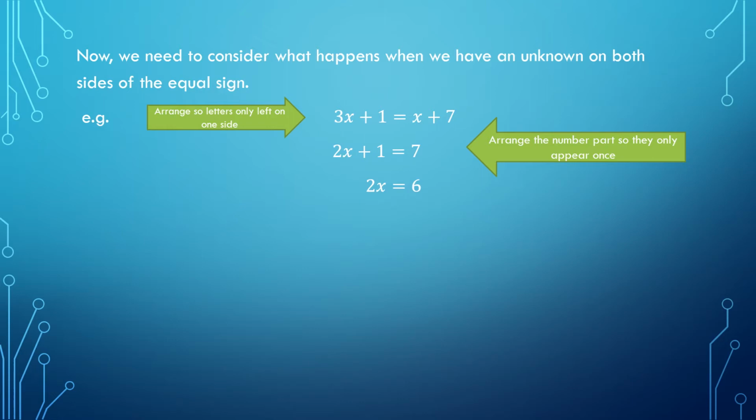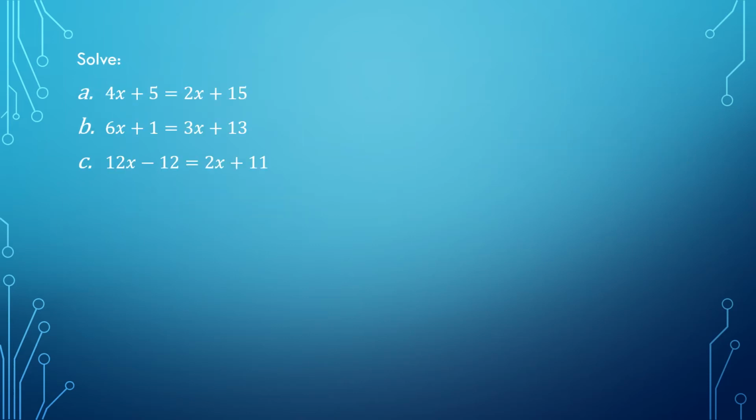Now that we've got that, we can reduce it down so that we've only got one lot of the letter, one lot of the variable. I don't want two lots of x, I just want x. So we can divide both sides by 2, and we get x is equal to 3. So let's do another couple of examples. We've got some questions here that we're going to work through.